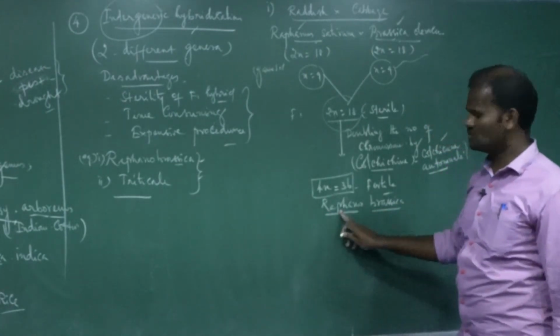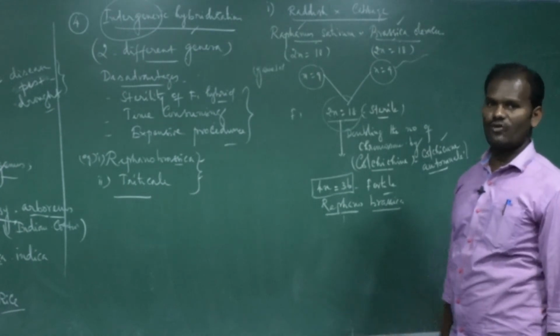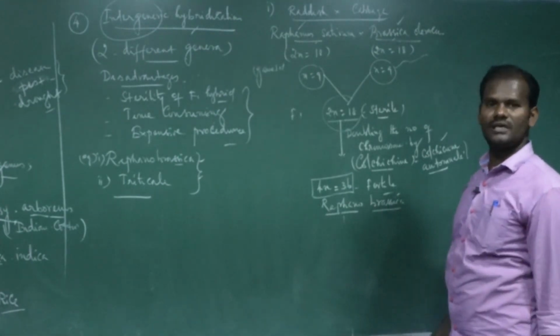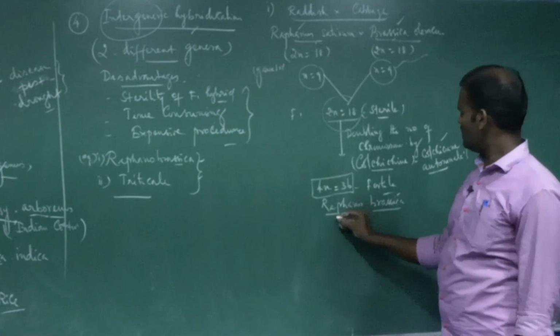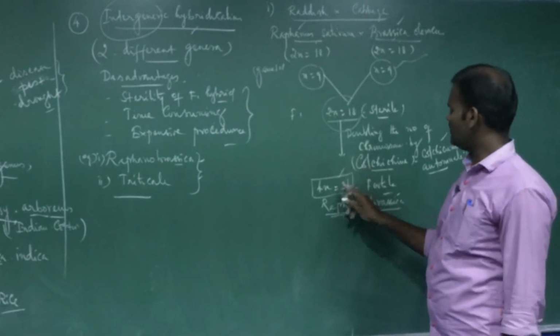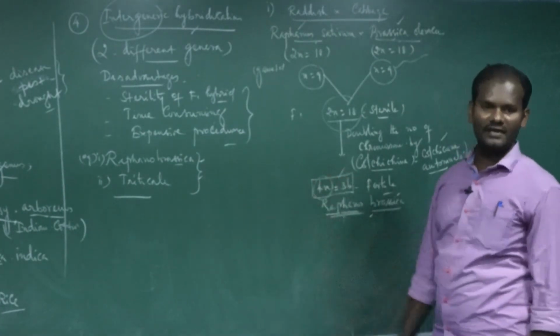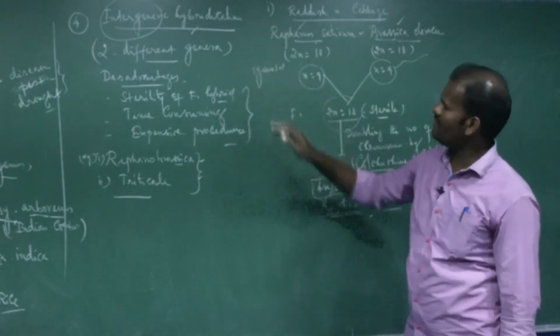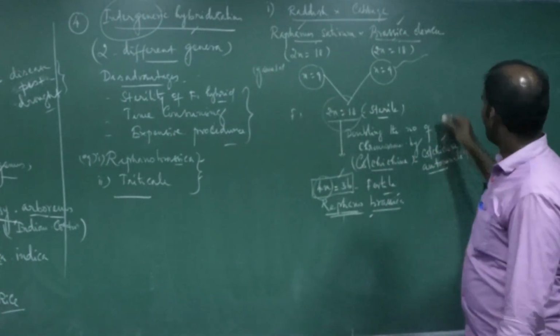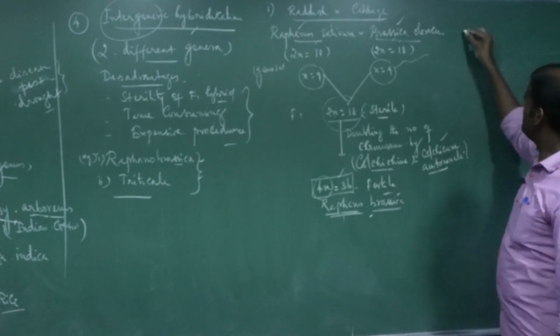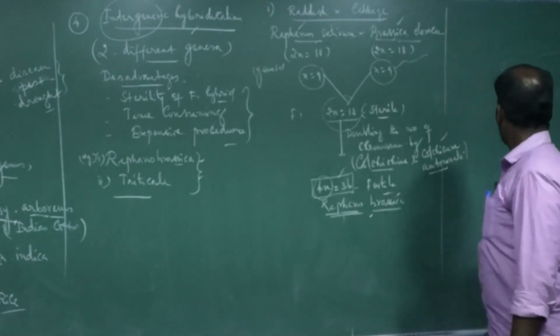Raphanobrassica: the radish produces the underground part, and the aerial part produces cabbage. These are Raphanobrassica. It is a fertile variety, a tetraploid variety. It is one example of intergeneric hybridization. Then another example of intergeneric hybridization is triticale.